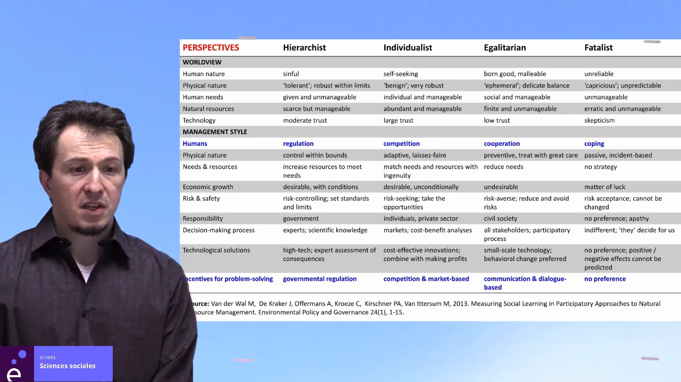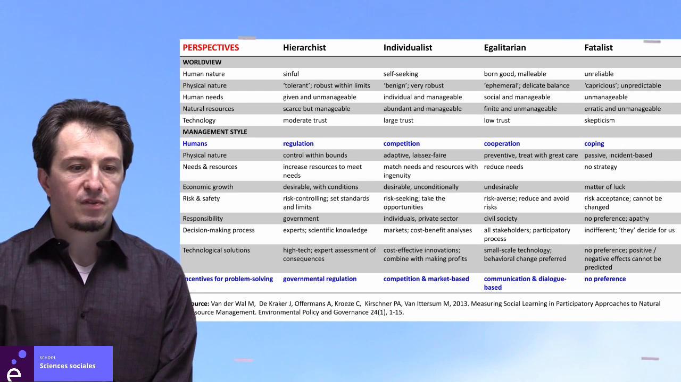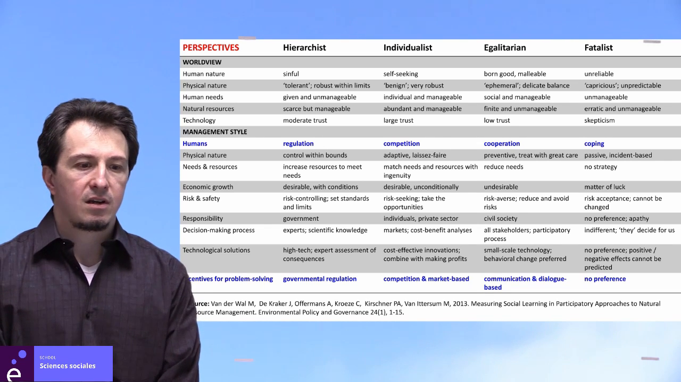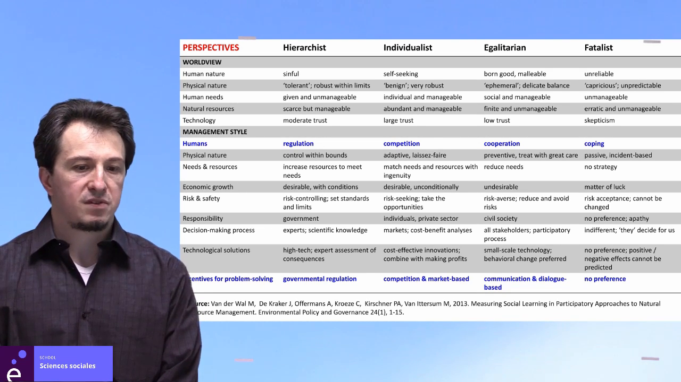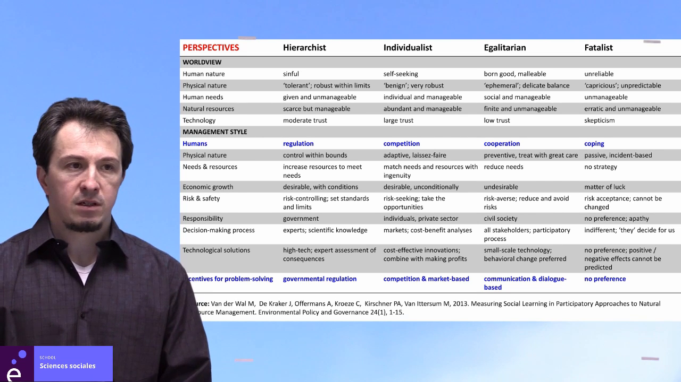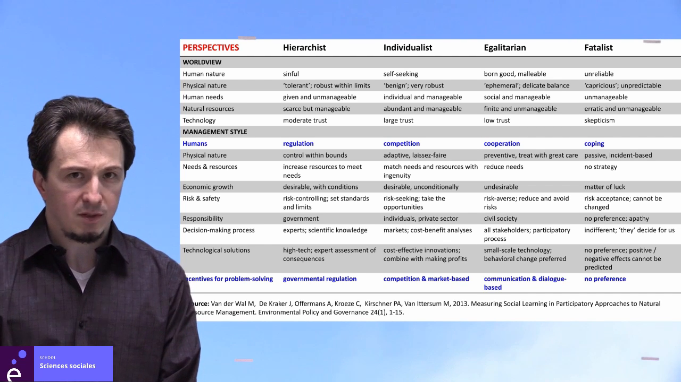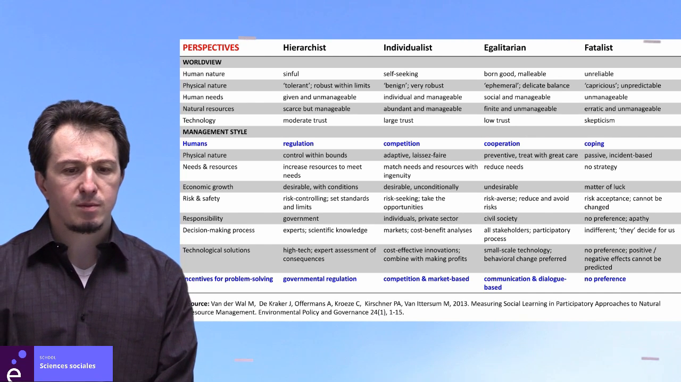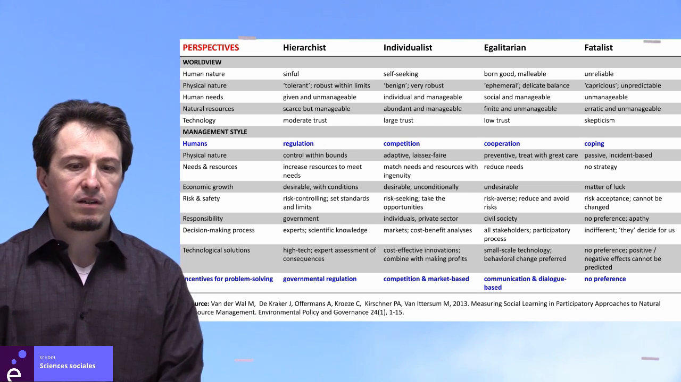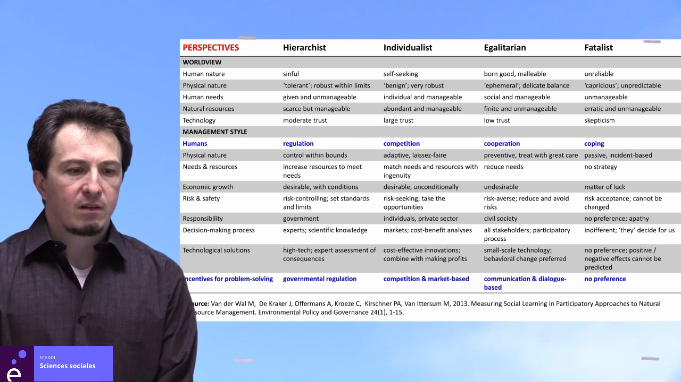Then for the other ones, hierarchists will prefer governmental regulation. This is what incentivizes them to solve some problems. For the individualist, it's competition, market-based. So let's generate products and markets and services on the market, solve some problems there. And for the egalitarian perspective, it is purely communication and dialogue based.